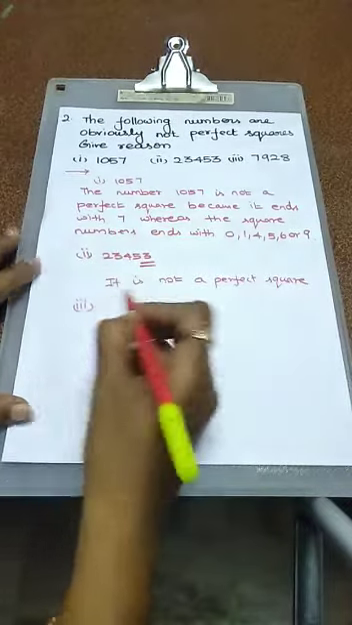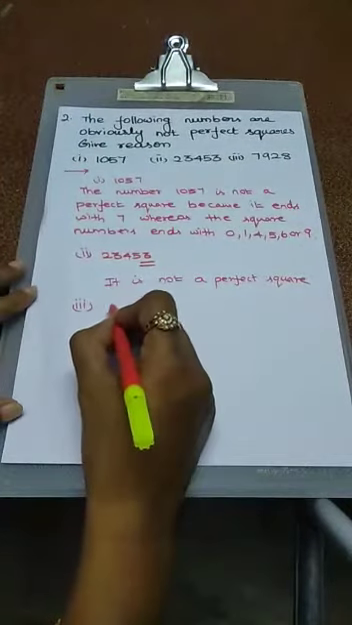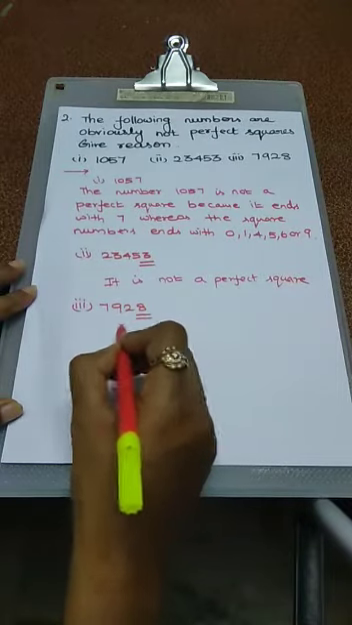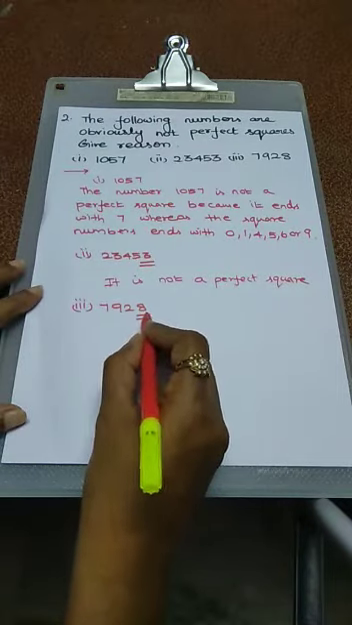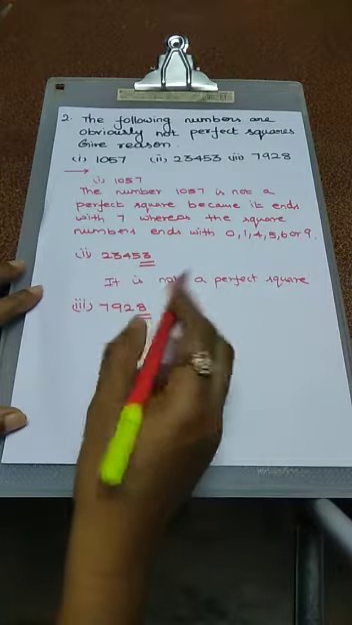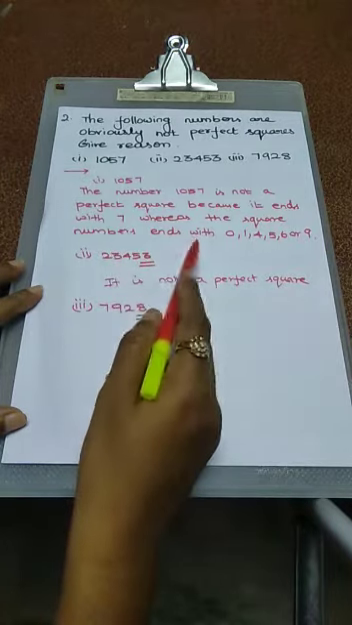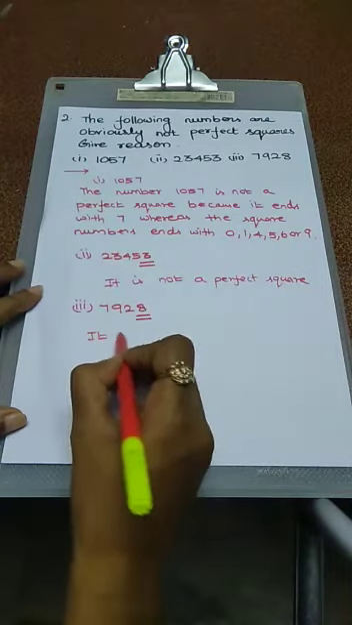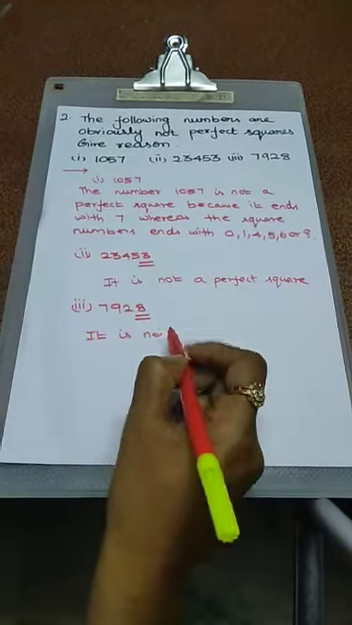Okay. The third subdivision answer. What is our question? 7928. You just look at the unit place value. The unit place value is 8, so it is not possible to be a perfect square, because square numbers end with 0, 1, 4, 5, 6 or 9. So it is not a perfect square.